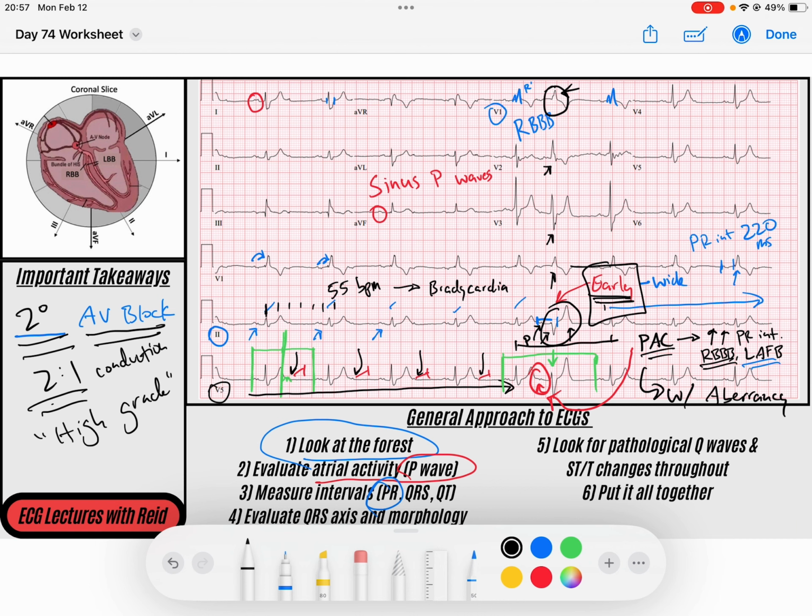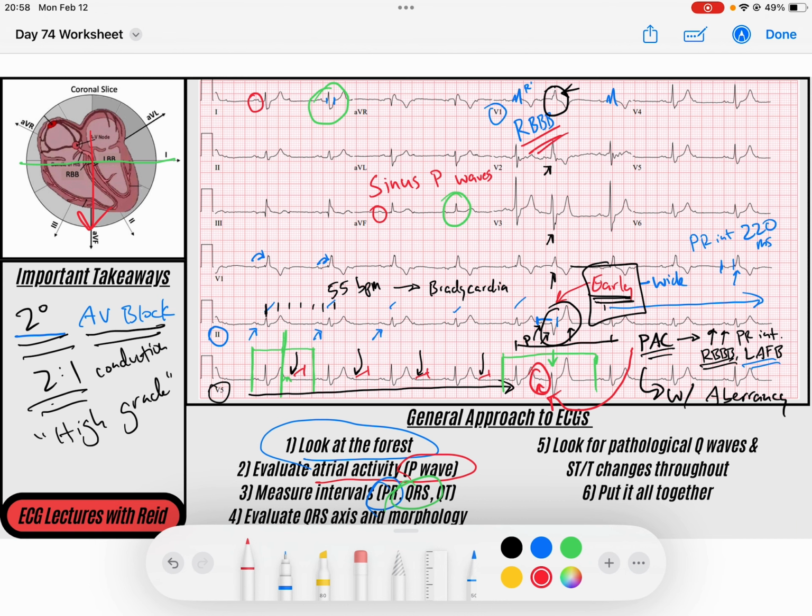Let's evaluate our QRS. We're a little behind, so let's get our QRS done. We've got a QRS that we said was wide. The QRS axis is perpendicular in lead 1 and positive in aVF. That means my axis is going straight down towards aVF, which makes sense as positive in aVF. So almost a rightward axis. We already said we had a right bundle branch block, so that helps explain that rightward axis.